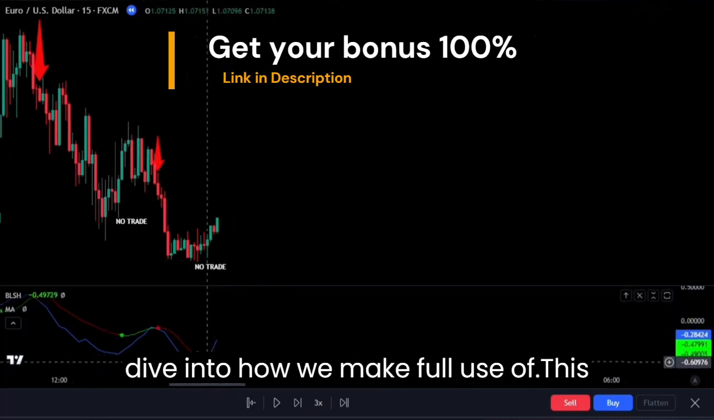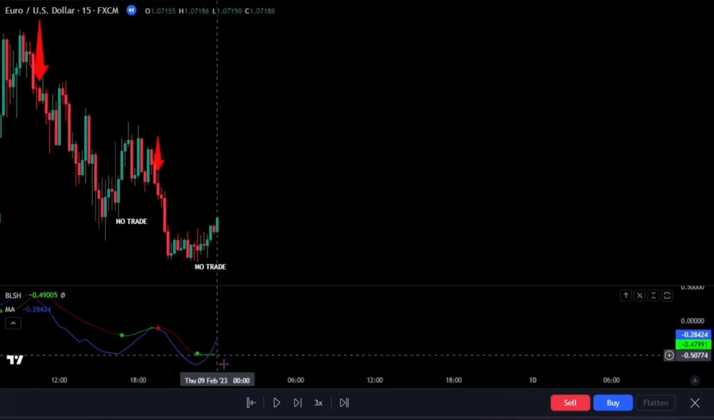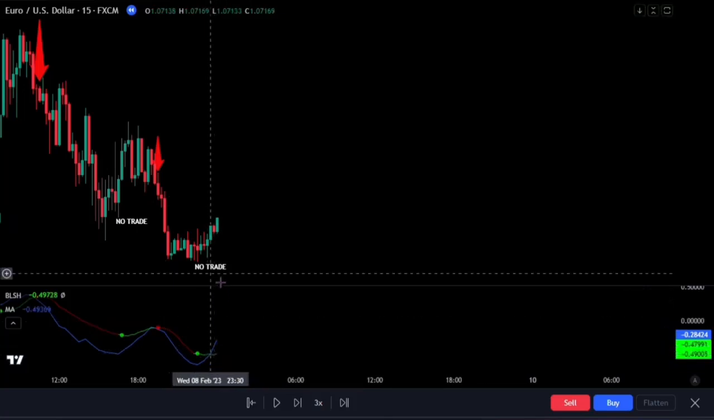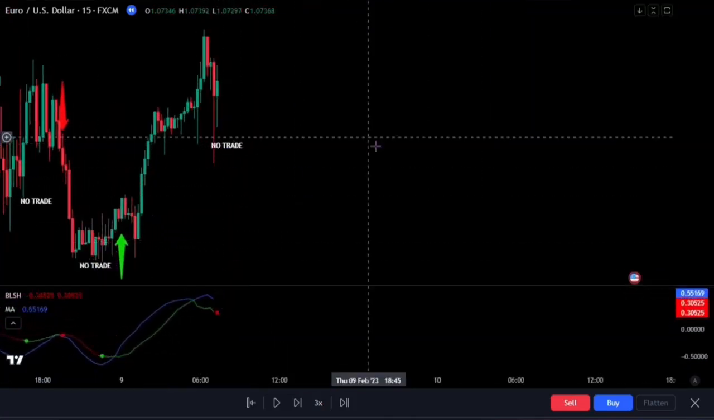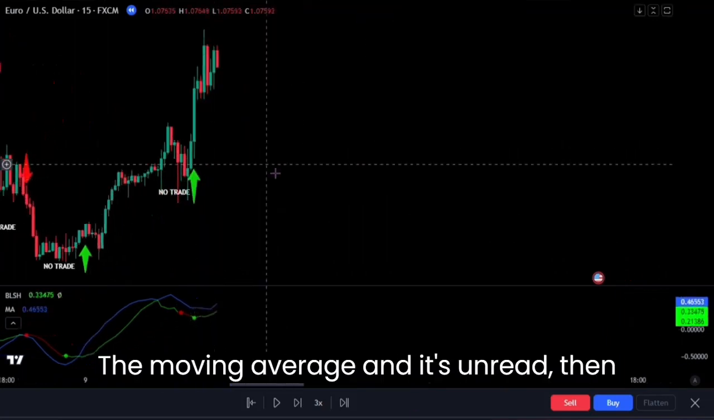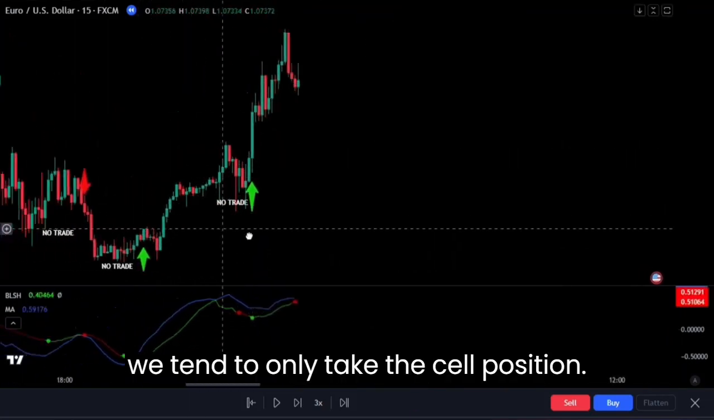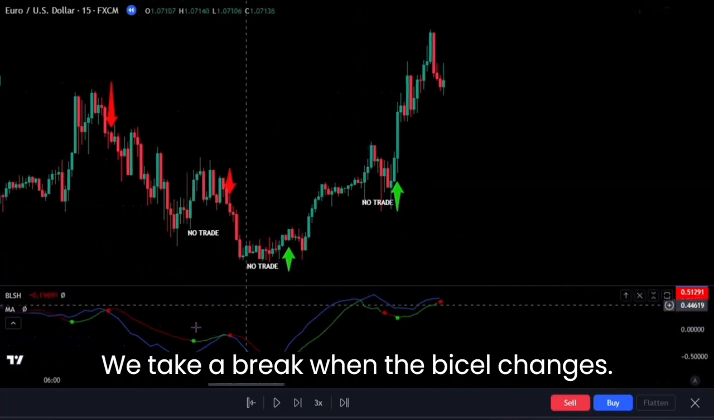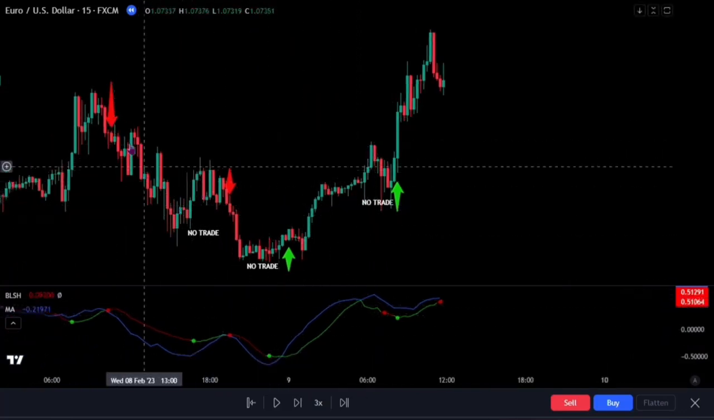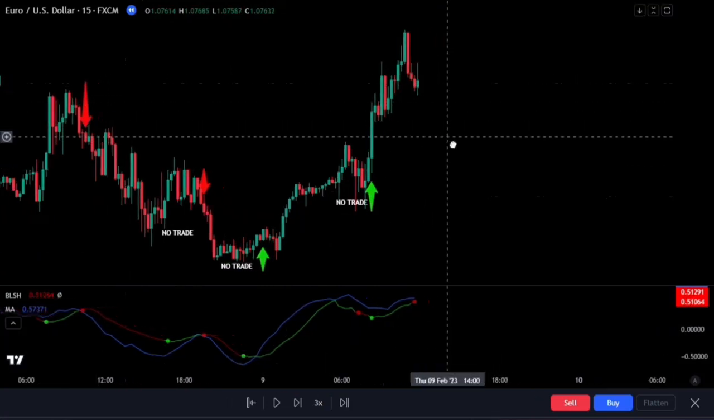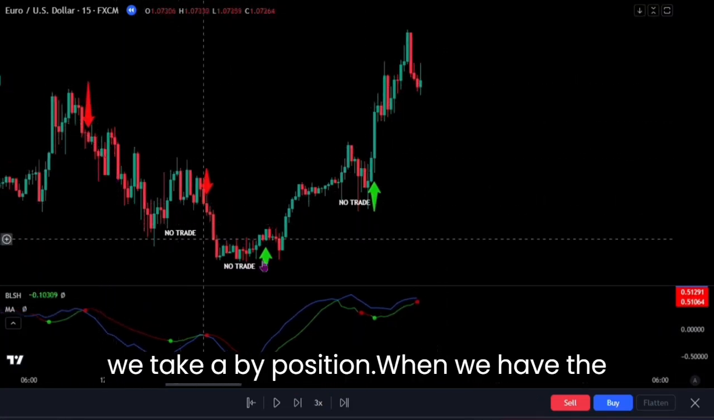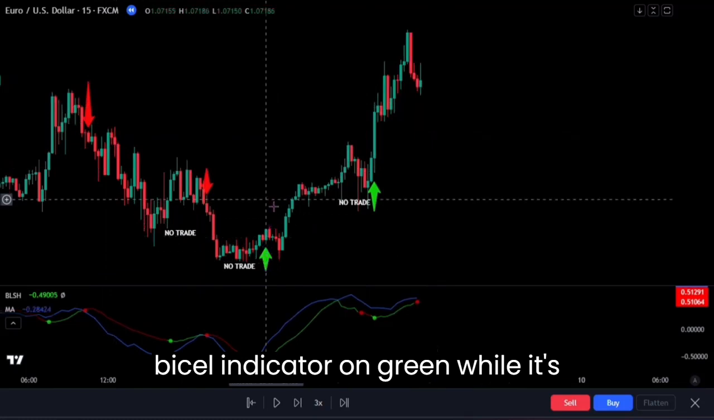Let's now dive into how we make full use of this indicator. It's really easy. When we have the buy-sell composite above the moving average, and it's on red, then we tend to only take the sell position. We take a break when the buy-sell changes to green while it's above our moving average.